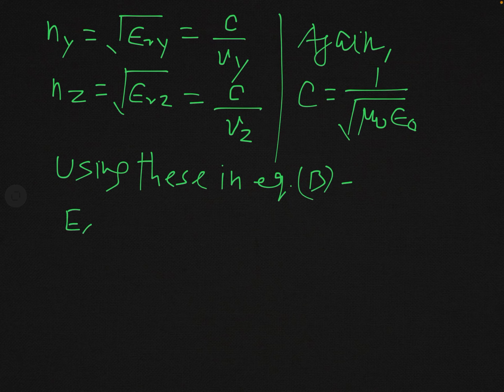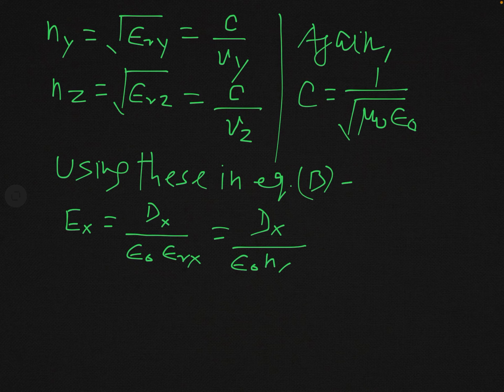I am just repeating the same result. Ex is equal to what? We have seen that this is dx divided by epsilon naught epsilon Rx. And epsilon Rx may be written as nx square. So we can write it as dx over epsilon naught into nx square. And again, from the definition nx equal to C over Vx, we can write it as dx over epsilon naught into C square over Vx square.